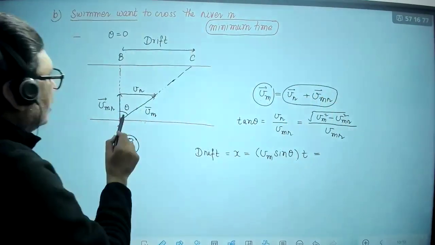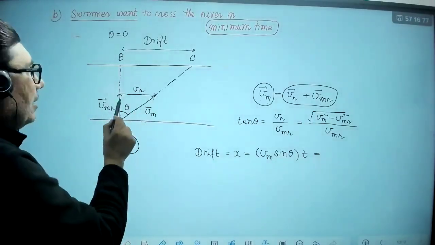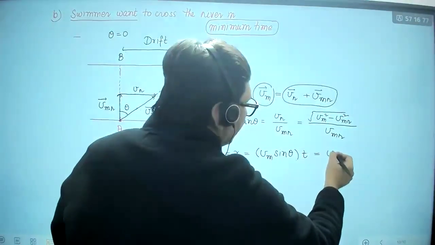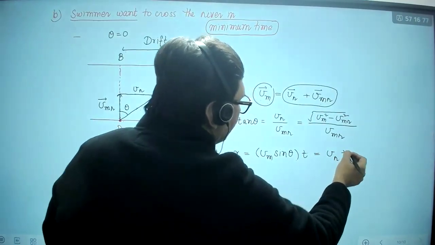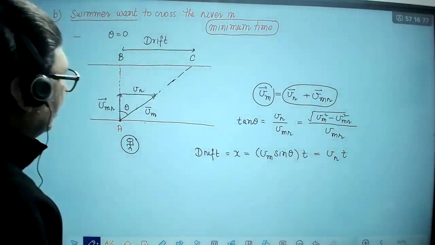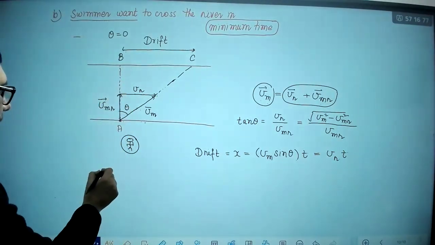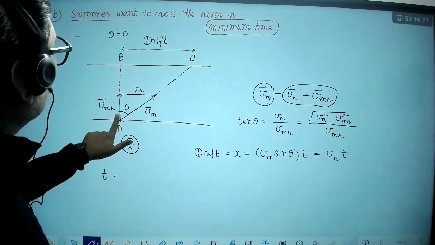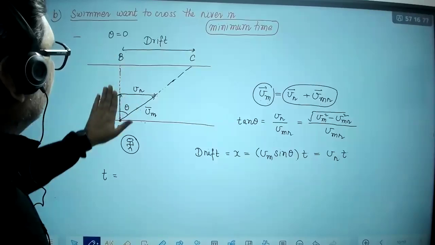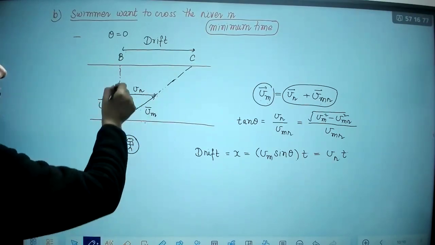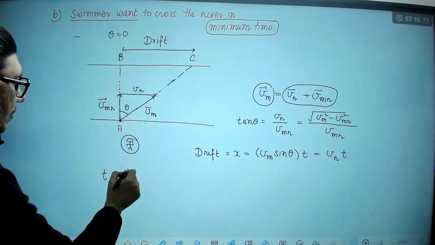Or whatever the student is saying, the x component of this side. VR is in this direction, that is okay. VMR is in the perpendicular direction, so it doesn't have any component. So this will be VR into T. And what will be T? Try to understand. Time to cross, or minimum time. For crossing, it has to move in the perpendicular direction. It has to cover how much distance? D distance, from here to here in the y direction. That is D.